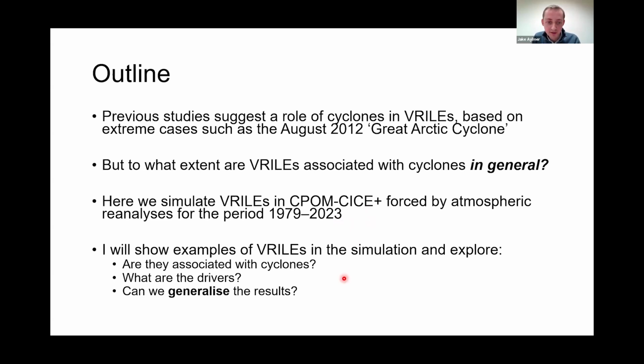So I'll talk a bit more about the methodology: say a bit more about the model and how we identify the rapid ice loss events. Then I'm going to show a few examples of the VRILs that occur in the simulation, and we'll look at whether they're associated with cyclones or not. Then I'll talk about how we've identified what the driving factors are and whether we can generalize the case studies to say something more general about whether there is this association or not.